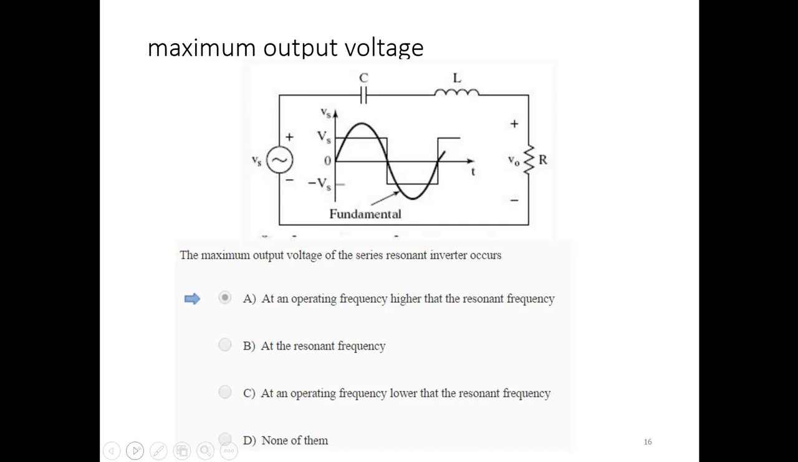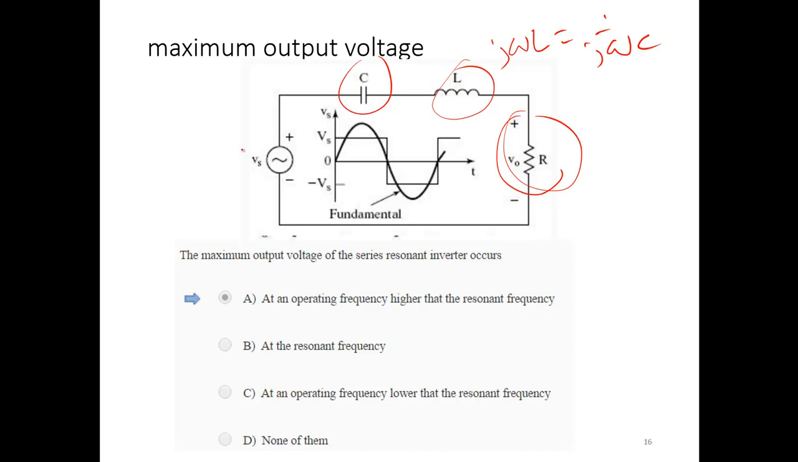Now, obviously the maximum output voltage will be at the resonant frequency. A resonant inverter always works at that resonant frequency, because at resonance the impedance of the inductor and the impedance of the capacitor cancel each other. You can say that j omega L is equal to 1 by j omega C. As a result, there is only the resistance R, so the maximum current flows there. What is the maximum current? The peak of the supply voltage, or the DC supply, divided by R. That will be the peak.